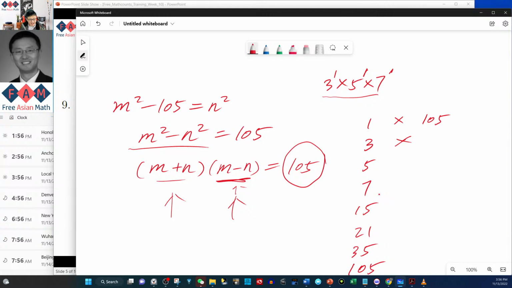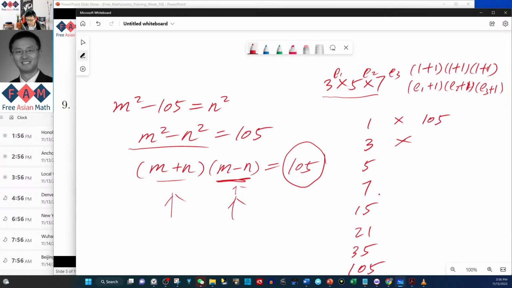How many factors or divisors does 105 have in total? The formula is 1 plus 1, times 1 plus 1, times 1 plus 1. The general formula is that whatever components you have, let's say exponent 1, exponent 2, exponent 3, it is (e1 plus 1) times (e2 plus 1) times (e3 plus 1). You just add a 1 to each exponent and multiply them together.